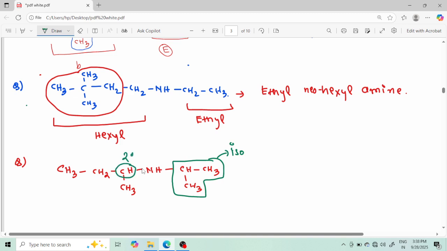It's bonded to 2 degree carbon. So 2 degree will be written as sec structure. So what will be the name of this one? This one will be sec, this side, and this one will be iso.